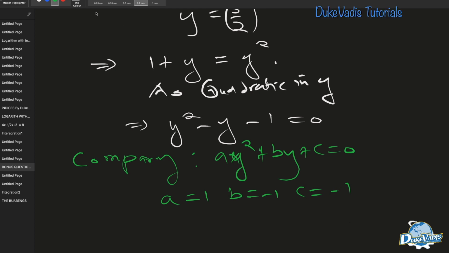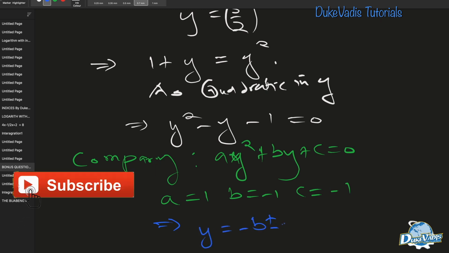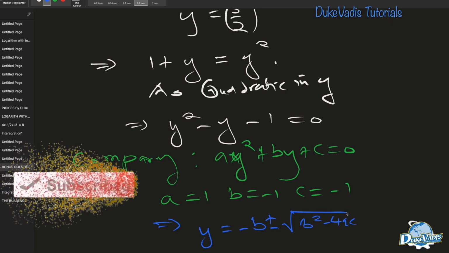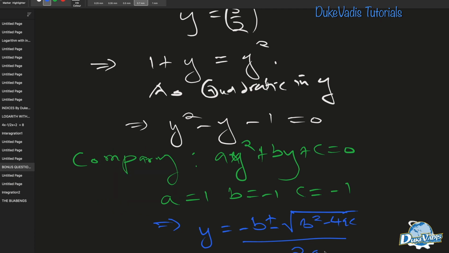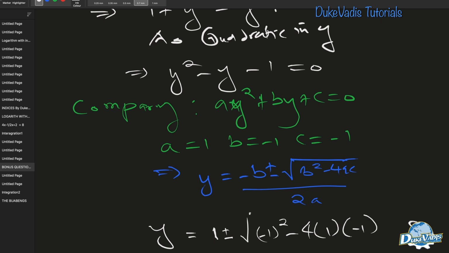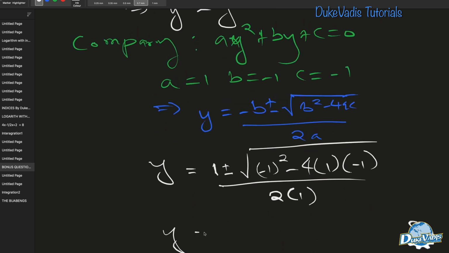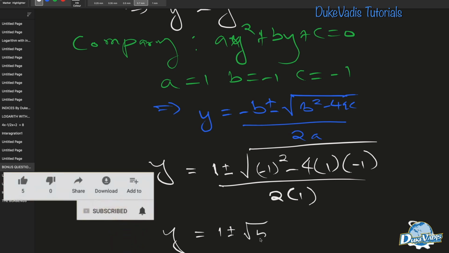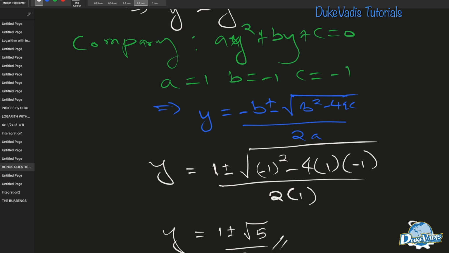Now, if I use the almighty formula, which is always given as y is equal to negative b plus or minus square root of b squared minus 4ac all over 2a, then I do my substitution. Now we know that b is negative, so this is going to be 1 plus or minus square root of (-1) squared minus 4 times 1 times -1, all over 2 times 1. Okay, so y will be equal to 1 plus or minus square root of 5 all over 2. So this is the value of y.